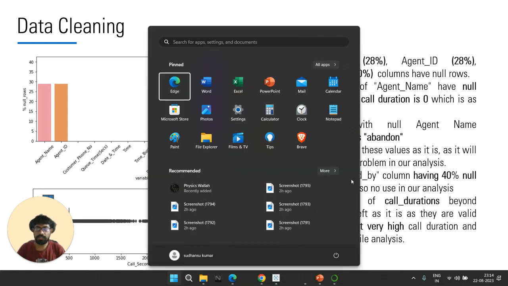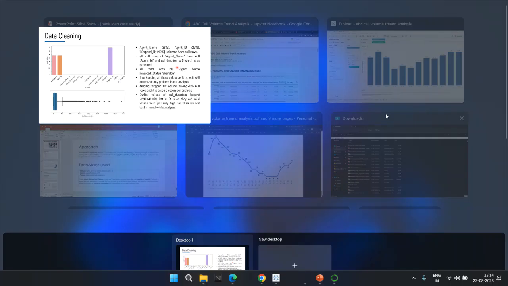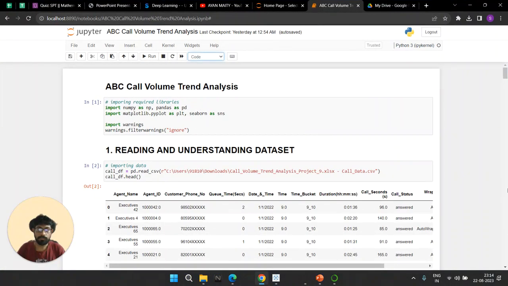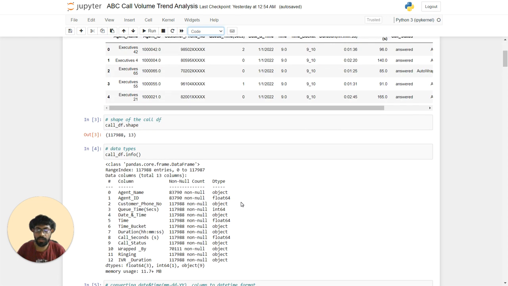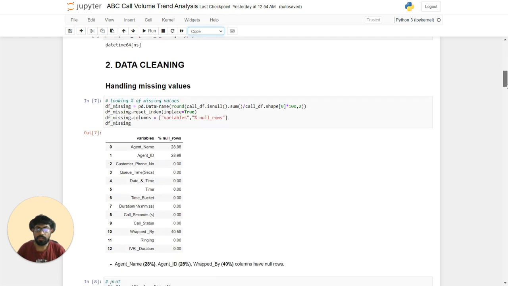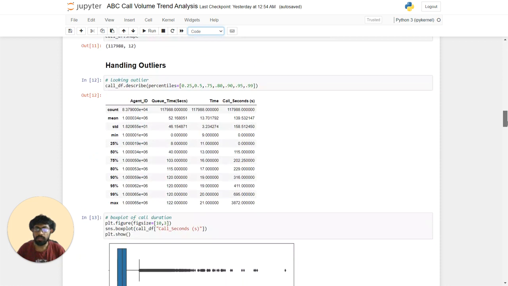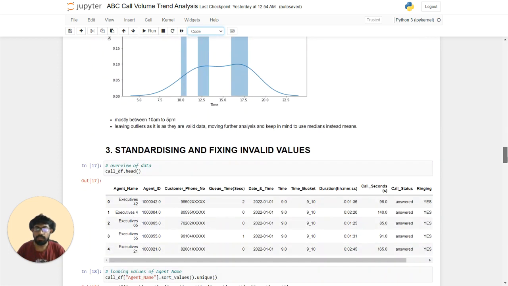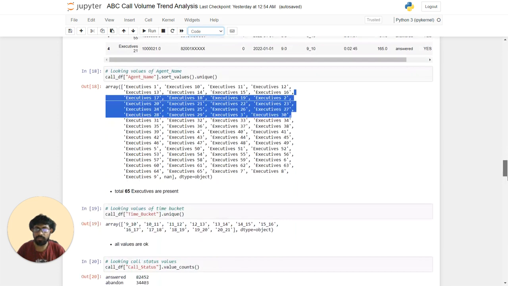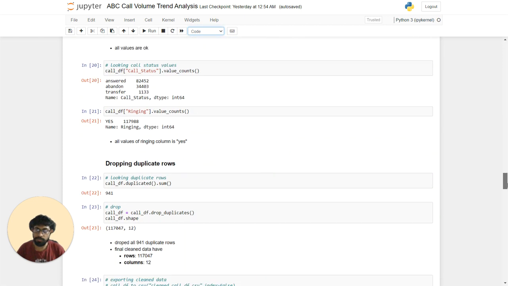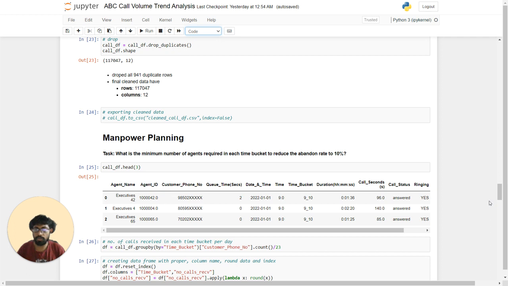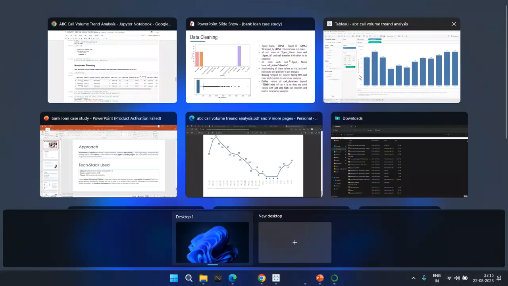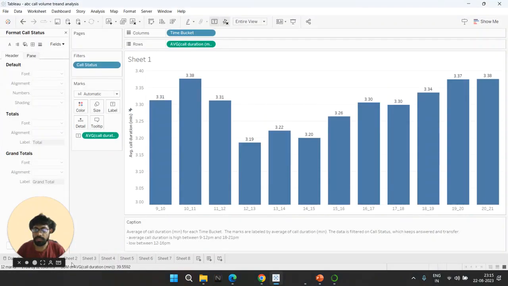This is the data cleaning which I have done in Jupyter Notebook. I read and understood the data, removed missing values, handled outliers, standardized and fixed invalid values, dropped the duplicate rows, and then did manpower planning in Jupyter Notebook only, and made visualizations in Tableau.